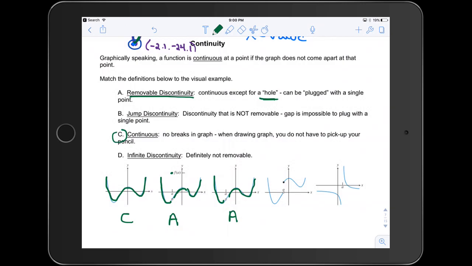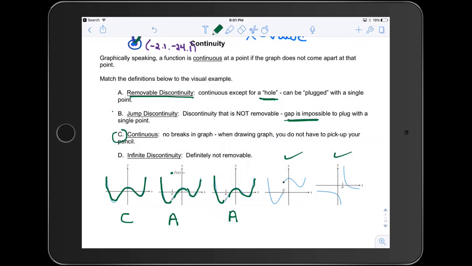Letter B is a jump discontinuity. It means it's a discontinuity that is not removable, which means it isn't just a single little point missing, but a gap that is impossible to plug in with a single point, because if you have a gap in any kind of mathematics, you're talking about an infinite number of points within that gap. So letter B, let's look to see. We have this one and this one to choose from. Since they both look like they have a gap, let's come down here with letter D and see what that one's about. This one says an infinite discontinuity.